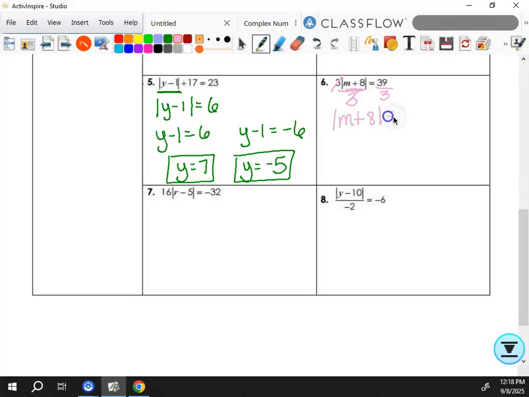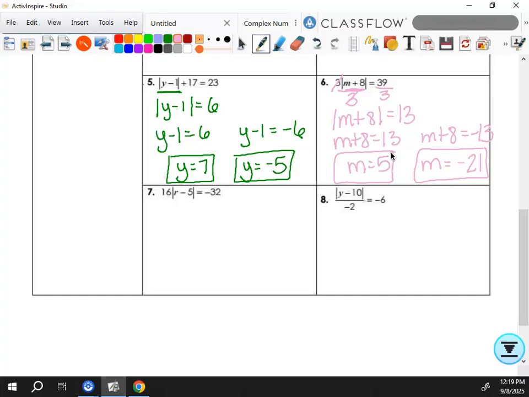M plus 8. 39 divided by 3 is 13. Also, when you're doing absolute value, make sure you know what your absolute value sign looks like. You don't think it's a 1 and you're not confusing yourself. Okay, because I see that too. You just start to confuse yourself. So M plus 8 equals 13, and M plus 8 equals negative 13. So I get M equals, what's 13 minus 8? 5. And negative 13 minus 8? Negative 21. Very good. Okay. What questions do you have?